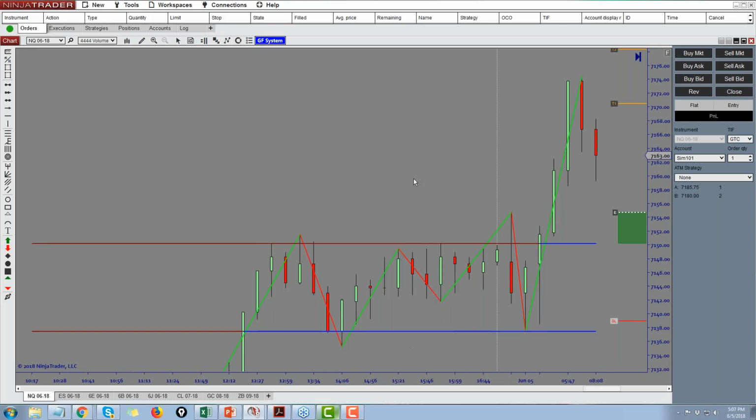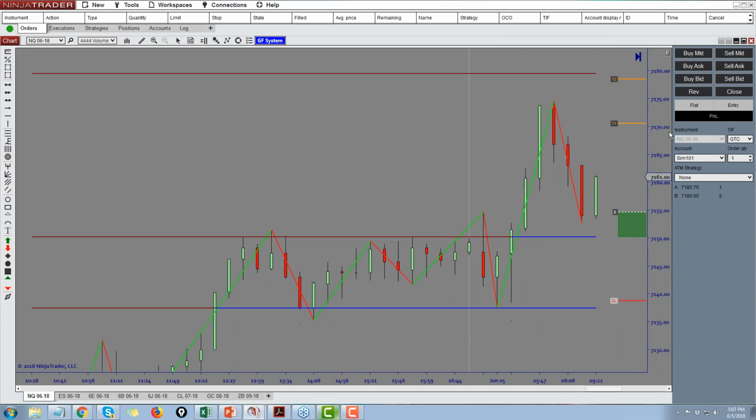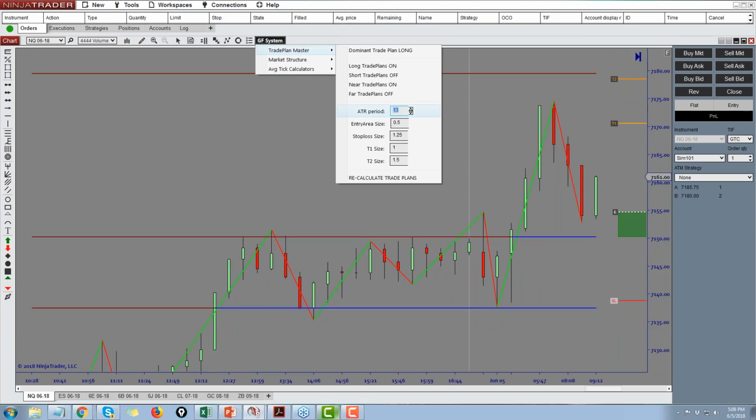So what we're doing is we're saying, okay, based off of this system now, we've got the average range, which is driving our buffer zone. We've got the entry zone, which is half of the average range above or below support or resistance. And the stop loss is 1.25 the ATR. So this is really important.